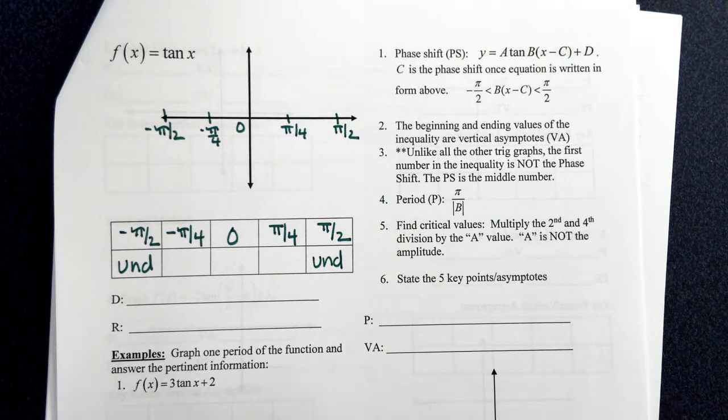So now going back to the unit circle, let's talk about the tangent of negative pi over 4. Well, what quadrant is the angle negative pi over 4 going to be located?